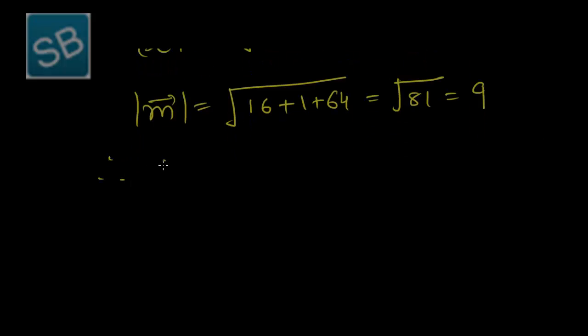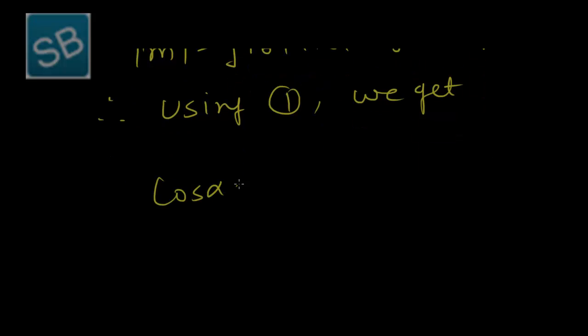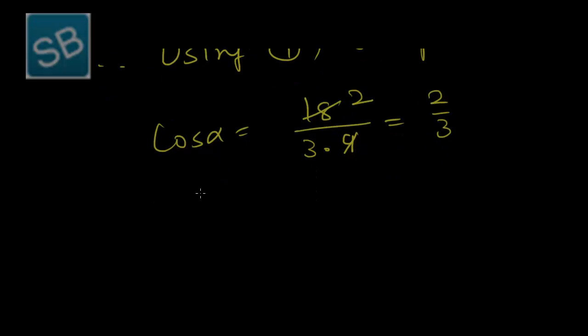Therefore, using number 1, we get cos alpha is equal to 18 over 3 into 9, that is, 9 twos are 18, so we get 2 over 3. Therefore, angle alpha is cos inverse 2 by 3, which is the angle between the two lines.